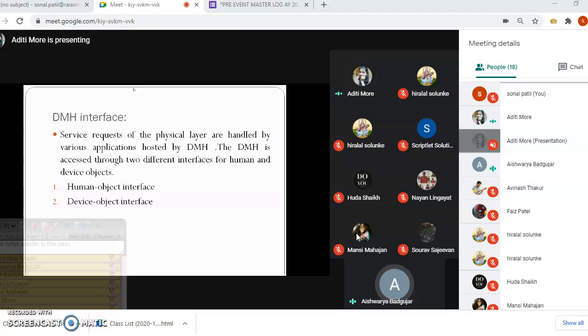DHM interface, that is Disease Management Hub, services requests of the physical layer.